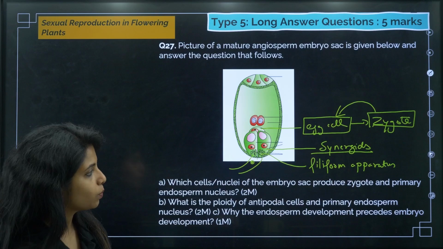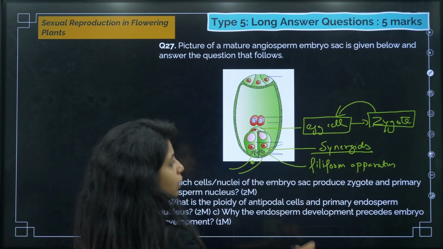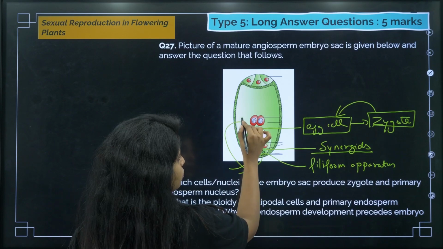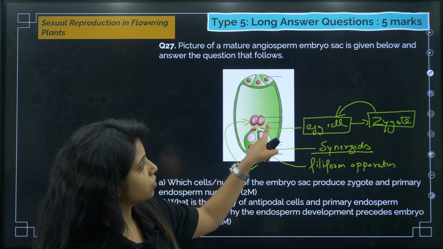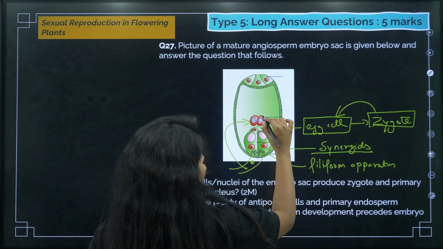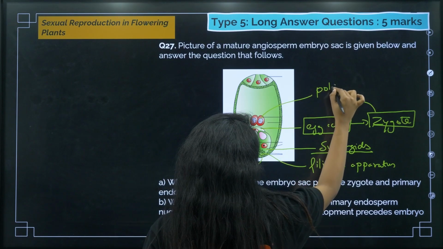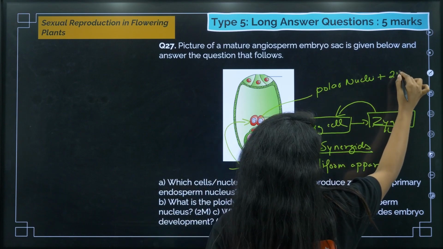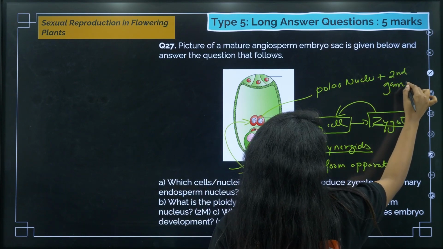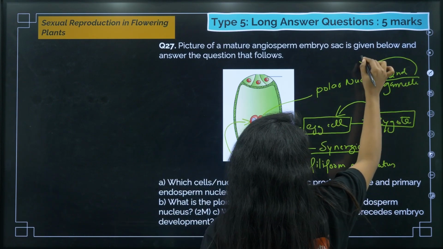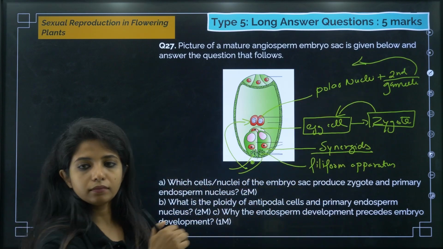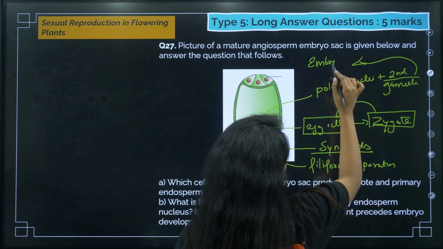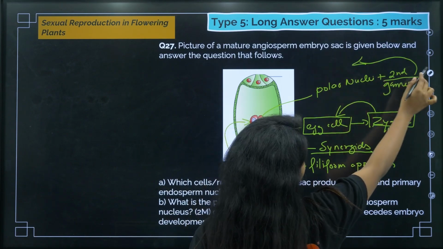Okay. Now if you are asked about the primary endosperm nucleus, I told you there are two gametes that come in. The first gamete goes and fuses with this. The next gamete goes and fuses with this. So these are not cells, children. These are just nuclei. You call them polar nuclei. So polar nuclei plus the second gamete will be making what? The primary endosperm nucleus.